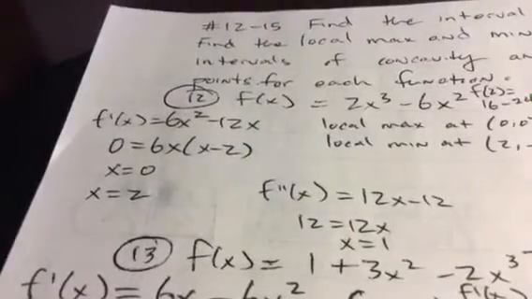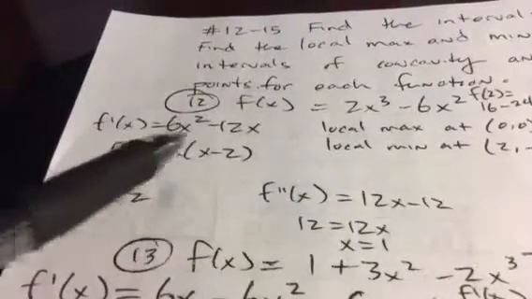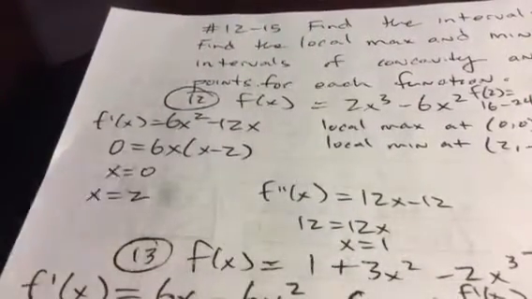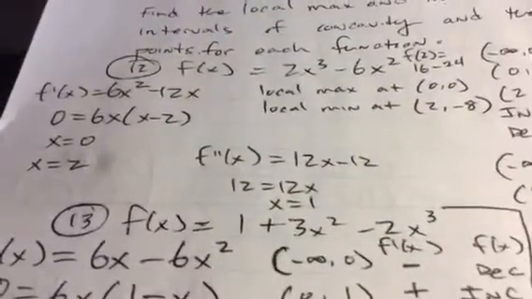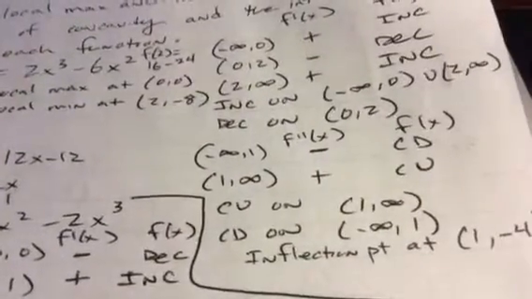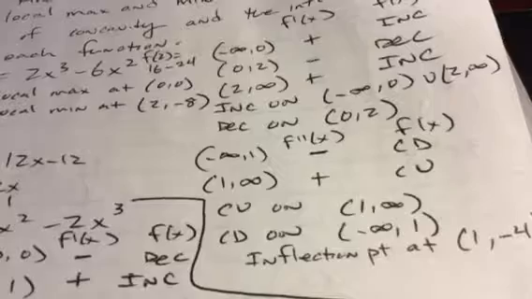All right, next part is the second derivative test. So I take that first derivative right there, and I take the derivative of that. I get 12x minus 12. Set it equal to 0. I get x is 1. So -infinity to 1, 1 to infinity are my intervals.